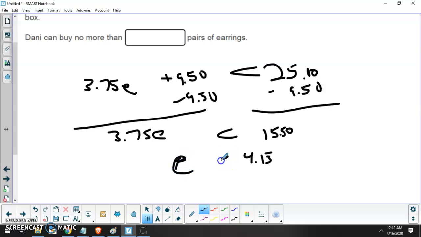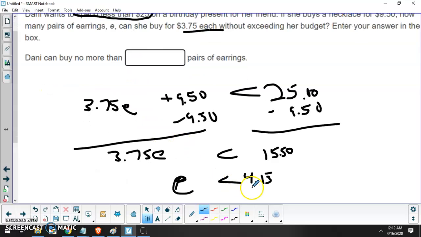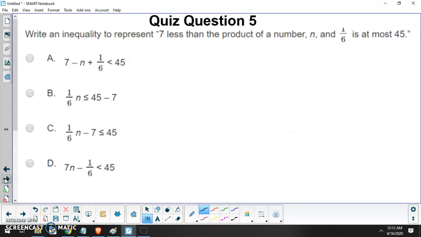So she wants to spend less than $25. That means she cannot buy more than 4 earring pairs. Okay, so it's no more than 4 earring pairs. All right, grand finale here. Pick the inequality for the situation.